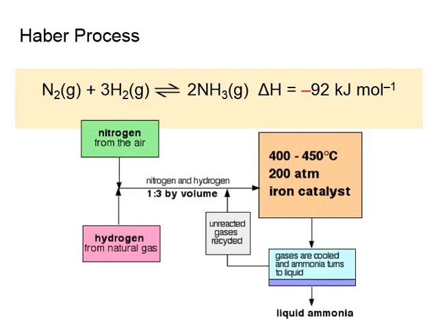The mixture of nitrogen and hydrogen going into the reactor is in the ratio of 1:3 by volume. The number of moles of the gases are in the same ratio, according to Avogadro's law. The reaction takes place under these conditions: a high temperature of about 400 degrees Celsius, a high pressure of 200 atmosphere, and an iron catalyst.